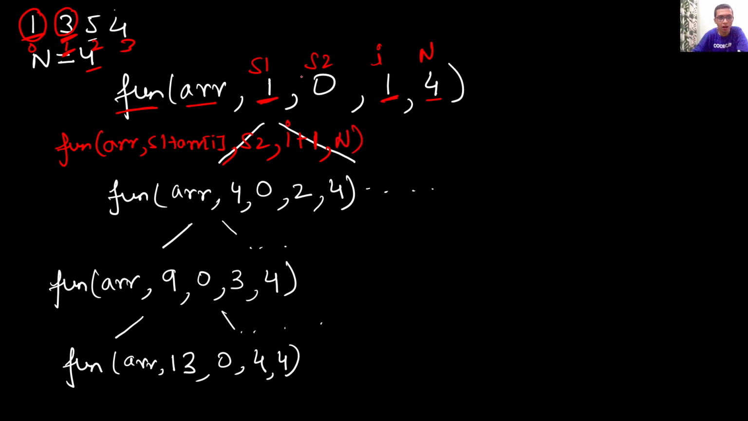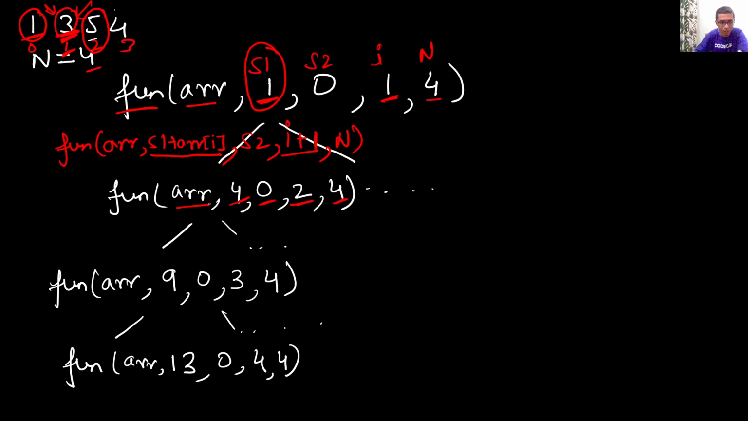So now after adding this 3, array ARR would remain as it is. The sum 1 would now be incremented from 1 to 4 because we have added this 3. So we have rewritten S1 as S1 plus ARR of I. S2 would remain as it is, so S2 would remain 0. Now, since we have added the element at ARR of 1, the next element to be added would be at ARR of 2. So now I has become 2. So instead of I, I have called I plus 1, and N, which is the size of the array, would remain as it is, right?